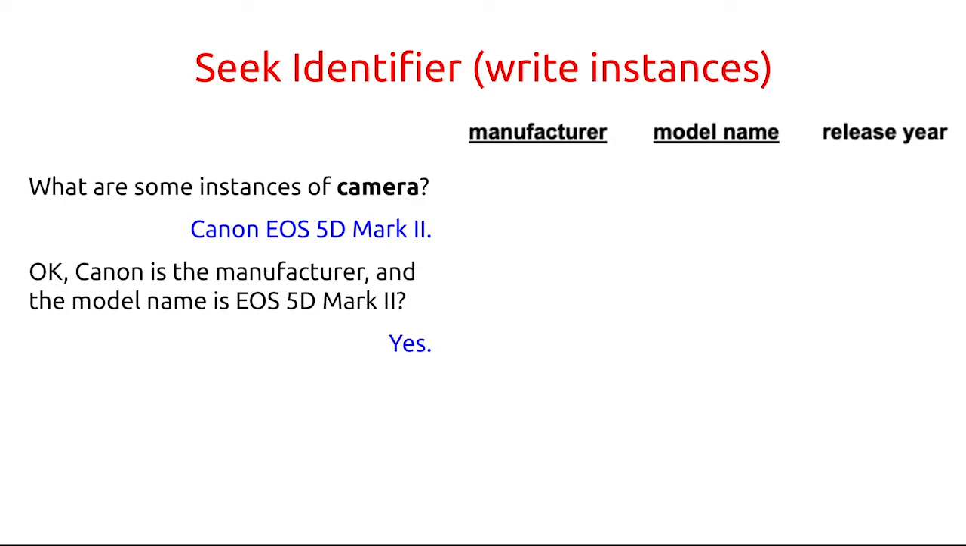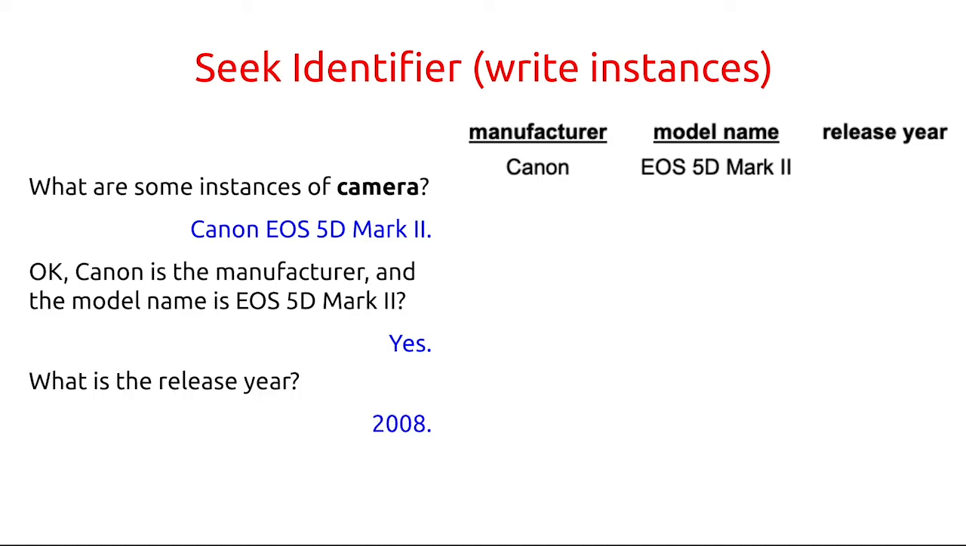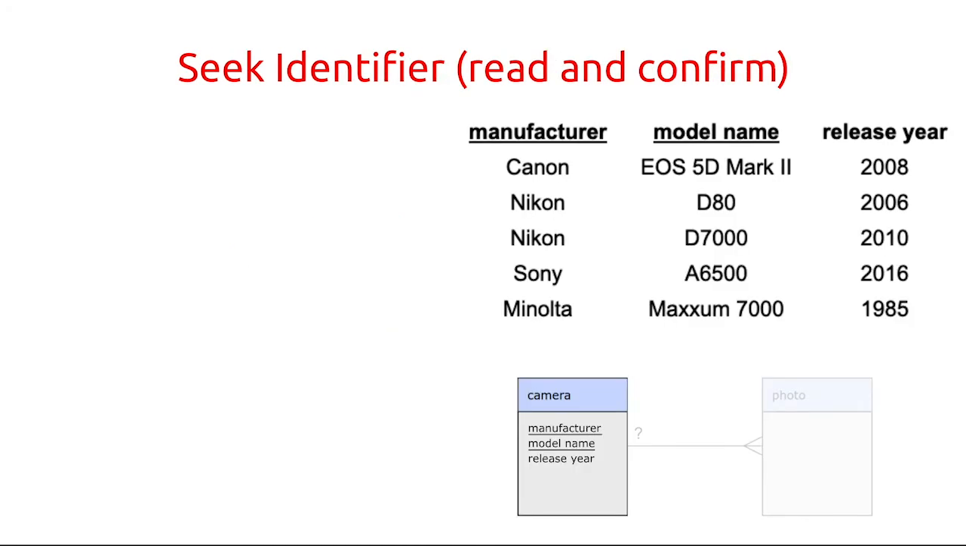Yes. As we go through this process, as the modeler, I continue to hold onto the pen and write down data reflecting what I'm hearing. But I make sure the users can see what I'm writing and I allow them to interrupt and make corrections if they see something wrong. What's the release year? 2008. Okay, how about another instance? After some conversation, suppose we've written down several instances. Now we have something concrete to look at while reading the data model back to them.